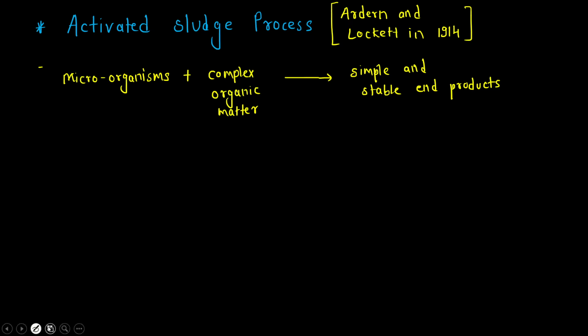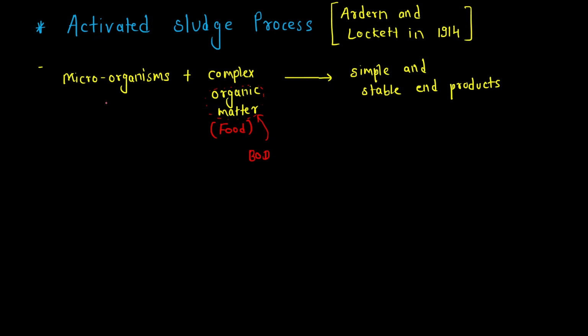These microorganisms, in simple language, eat this organic matter, and they convert it into simple and stable end products. This organic matter acts as food for the microorganisms. Now, can we measure this organic matter directly? Is there any test to determine the organic matter? No, there is no test to determine the organic matter directly. So this organic matter, or the food, is represented in terms of BOD.